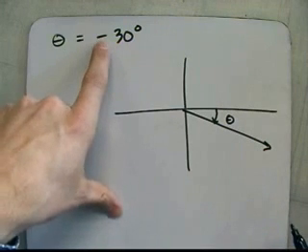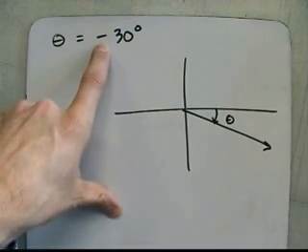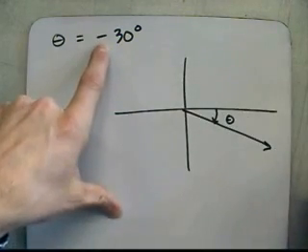Not too bad. So the negative tells me which direction I'm going. If it's positive, I go counterclockwise. If it's negative, then I go clockwise. Okay, so I get negative 30.